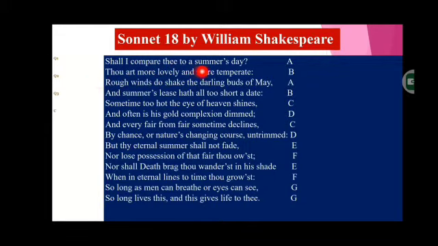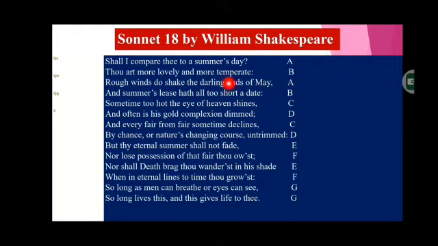Shall I compare thee to a summer day? Thou art more lovely and more temperate. Rough winds do shake the darling buds of May, and summer's lease hath all too short a date. You can see that line number 1, day, rhymes with line number 3, May. That's why I have written here A and A. So A and A means that line number 1 rhymes with line number 3, while line number 2 rhymes with line number 4. So B and B.